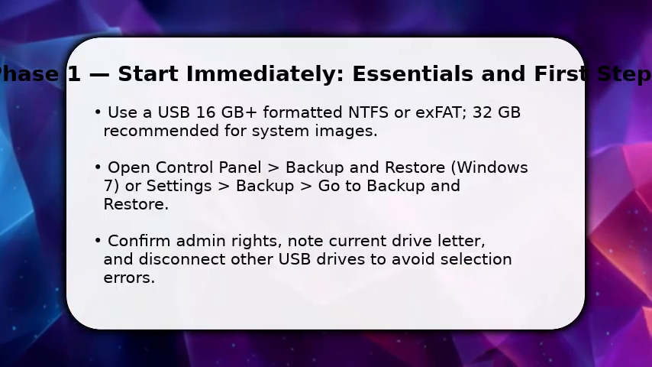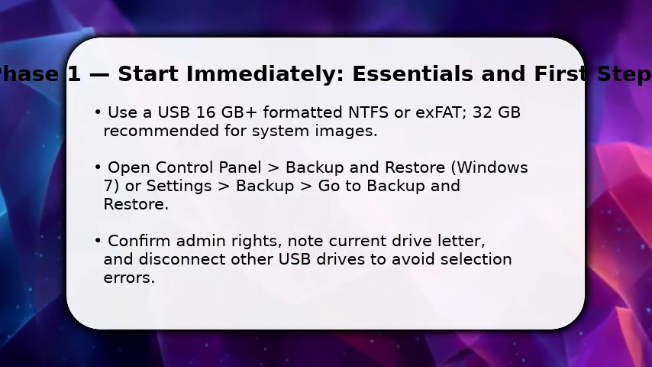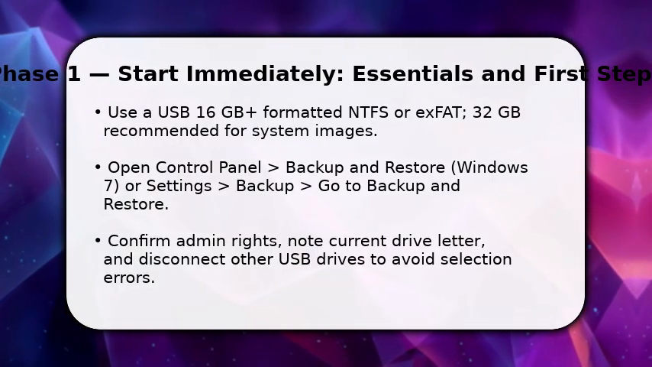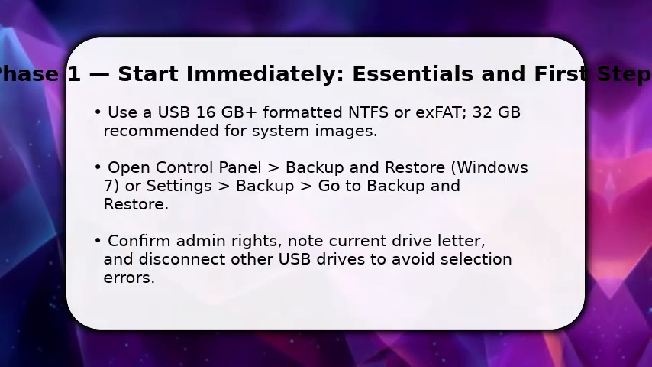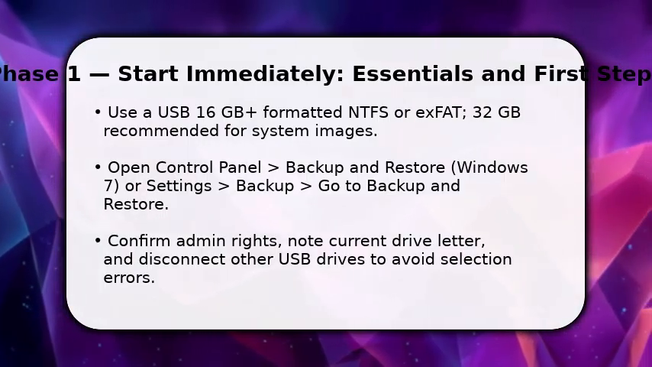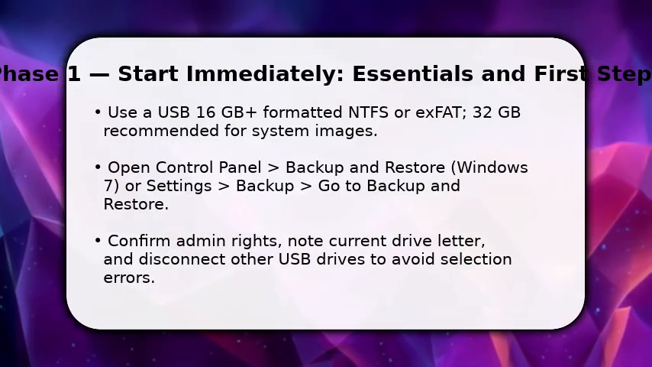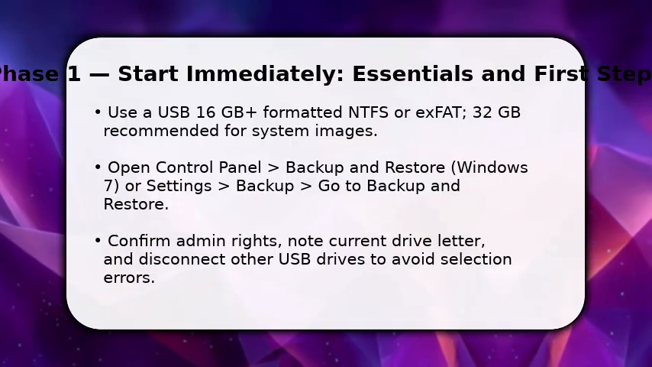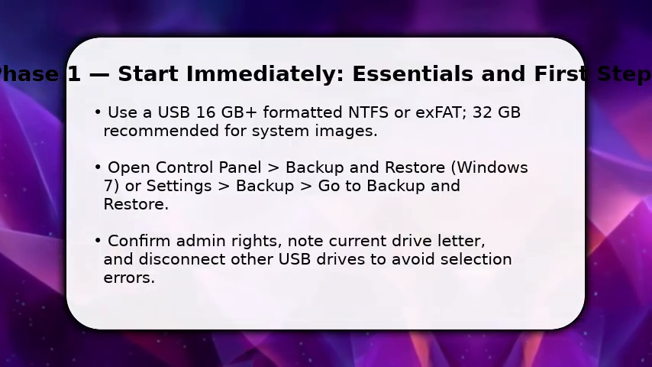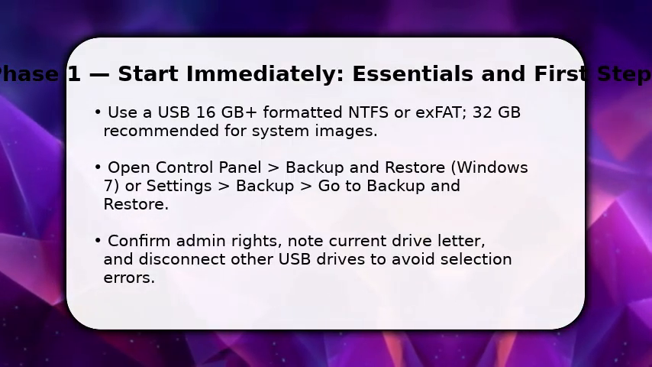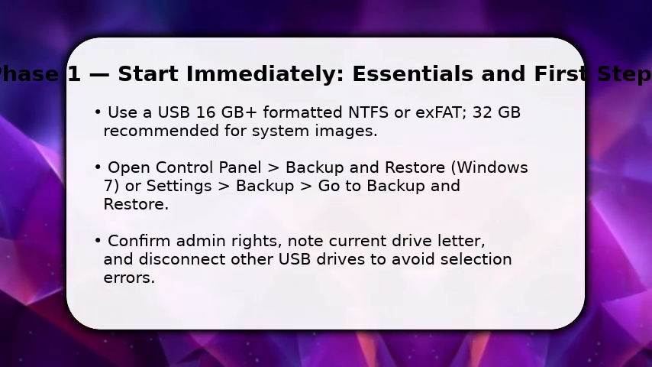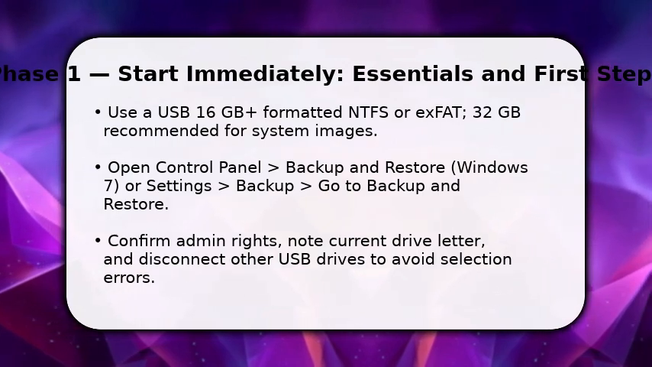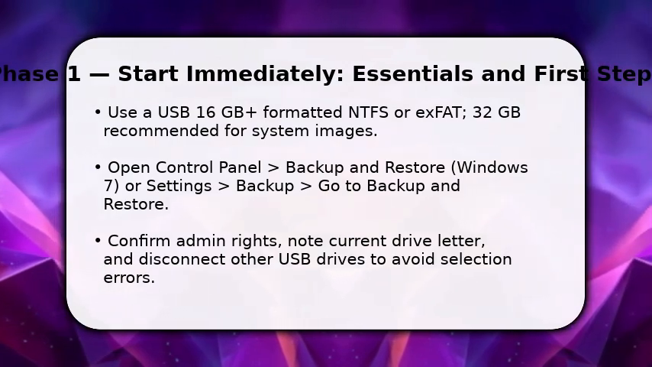You begin by preparing the USB and launching the right tool. Plug a 16 GB or larger USB, format as NTFS if prompted, and make sure you're signed in as an administrator. Once done, open Control Panel, choose Backup and Restore, or go through Settings to Backup and Restore, Windows 7. You do this because the legacy tool handles system images reliably. Next, verify the USB drive letter and disconnect other removable media, so Windows can target the correct device without confusion.